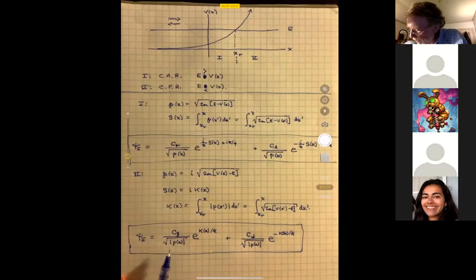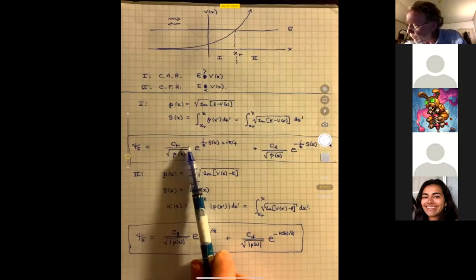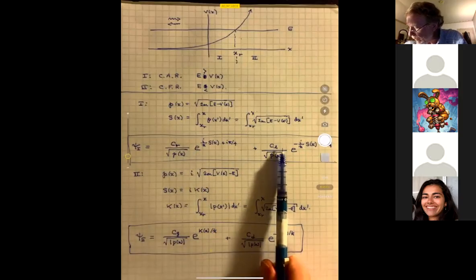If I do it, I have the advantage that these square roots that appear down here are strictly positive, and not only that, but they're the same square roots on both sides. All right. So this is an arbitrary linear combination of waves traveling to the right and traveling to the left in the classically allowed region.